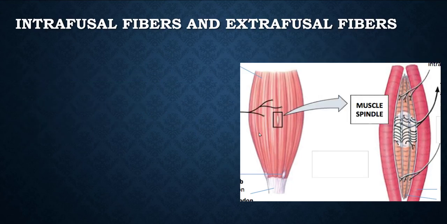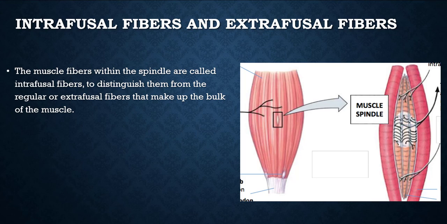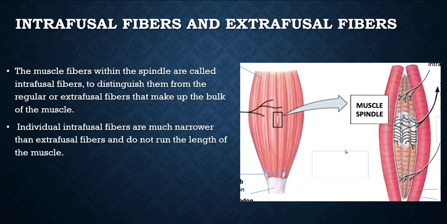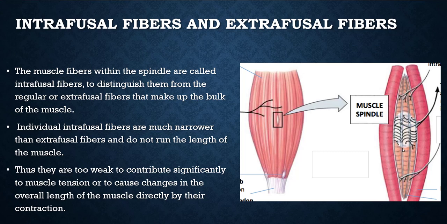Intrafusal and extrafusal fibers. The muscle fibers within the spindle are called intrafusal fibers to distinguish them from the regular or extrafusal fibers that make up the bulk of the muscle. Individual intrafusal fibers are much narrower than extrafusal fibers and do not run the length of the muscle. They are thin and narrow, located in the belly of the muscle, but do not extend throughout its length.